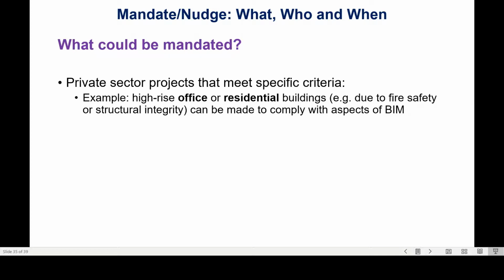If you have a private sector led development like a high rise residential apartment or hotel or office, you could say as a government that because of fire safety or structural integrity reasons or even sustainability reasons, we need you to comply with these aspects of BIM. It doesn't have to be all aspects of BIM, but it'd be nice if they could do that. But at least you can tell them to comply with certain aspects that could make life better and safer for the end users at the end of the day.